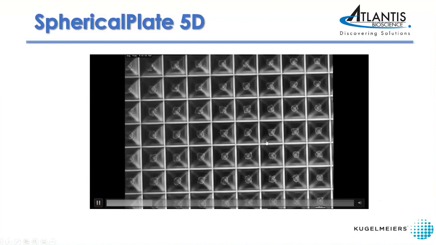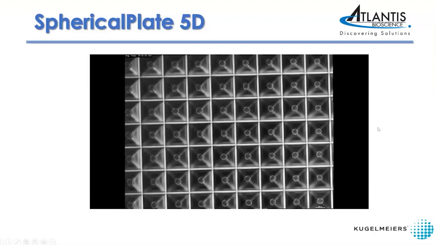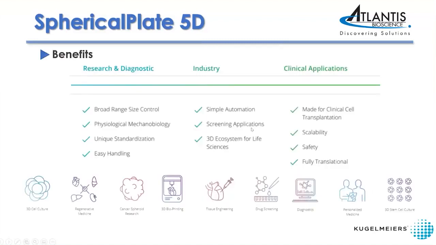The plate is made of cyclic olefin copolymer, which is suitable for real-time imaging. This plate is also compatible with standard automation processing units. So you can treat your spheroids with drugs, stain with live dead stains, and analyze the data using any imaging system.